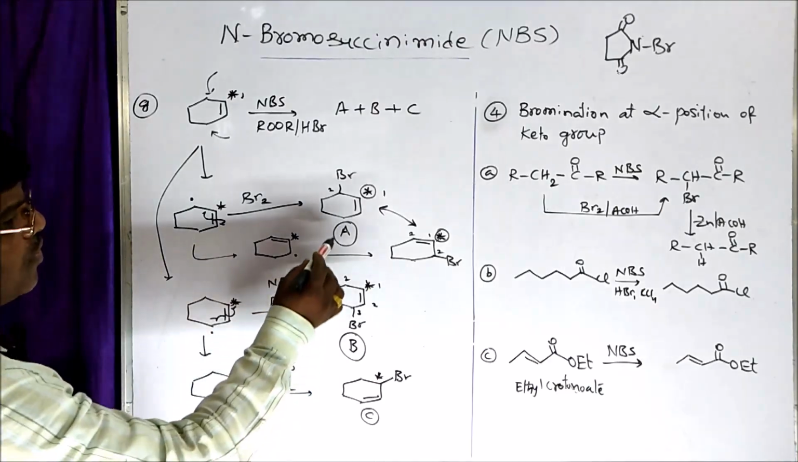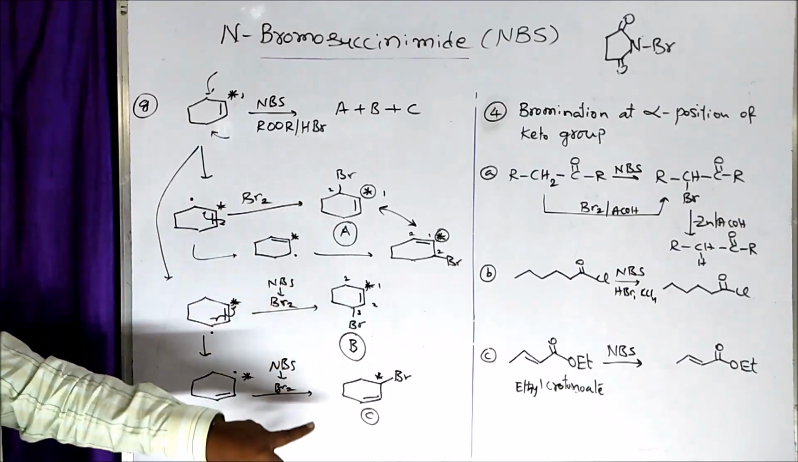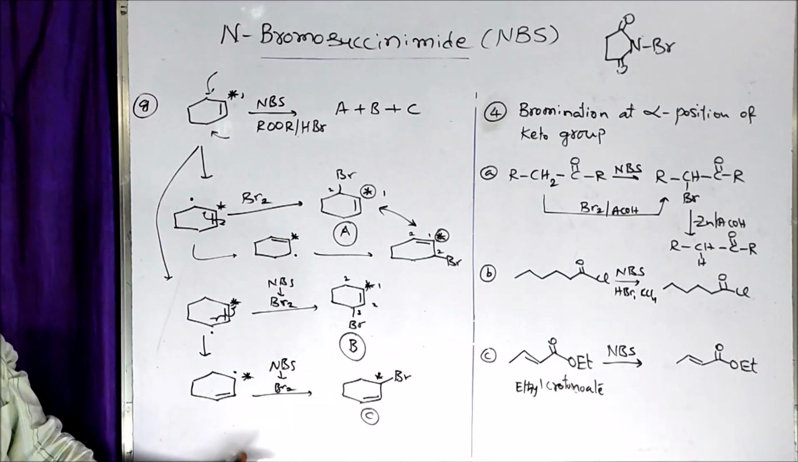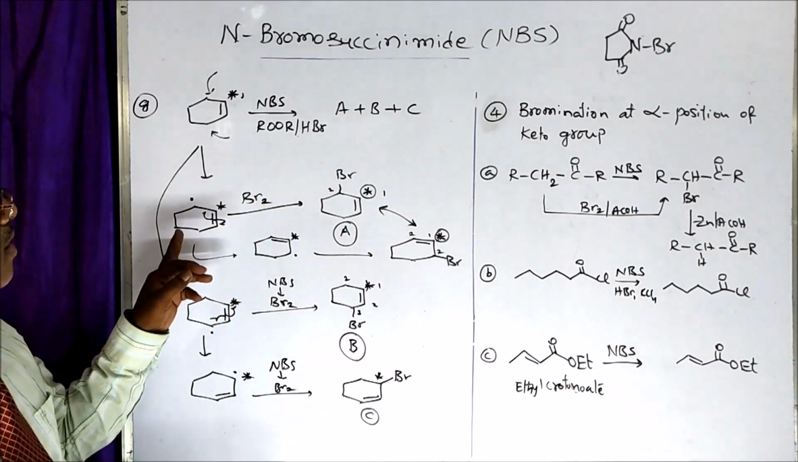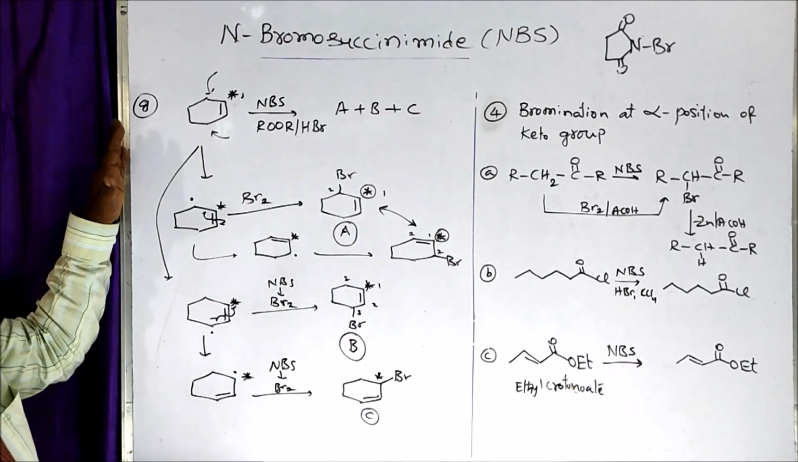So how many compounds can you expect? A, B, C. So the question is satisfied. You can expect these 3 compounds in equal ratios. Nothing will differ because these are all secondary carbons. This is how allylic bromination takes place using N-Bromosuccinimide.